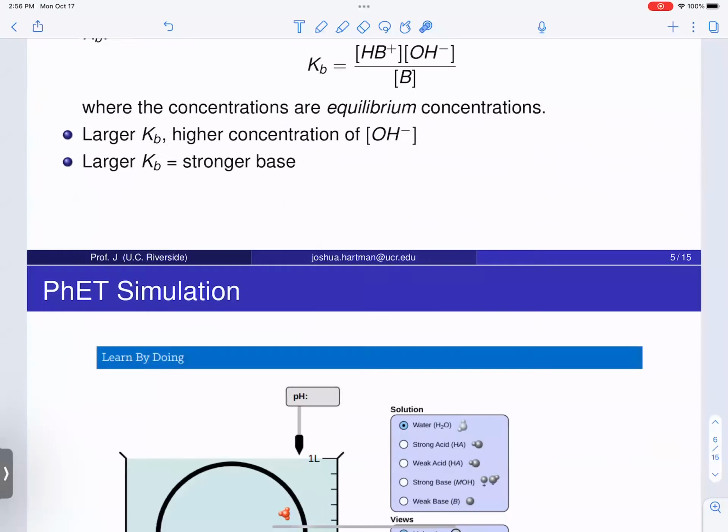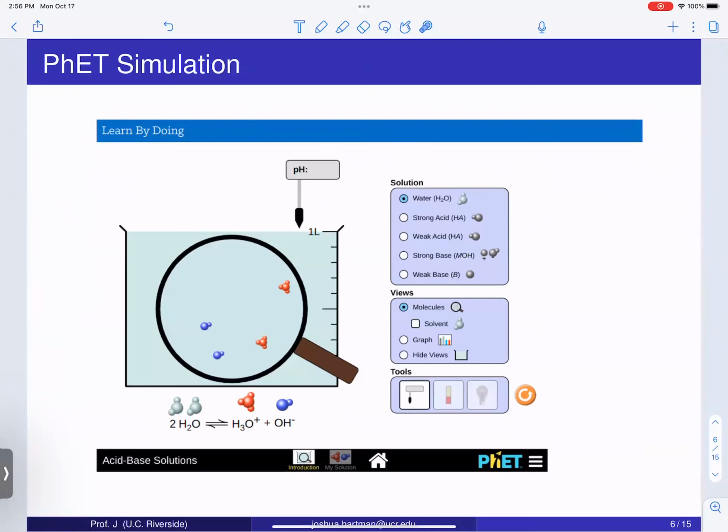Now, I encourage you to spend a little bit of time on the corresponding PhET simulation that's linked within the textbook system there to play around with these concepts. Before you move on, play around with these concepts and make sure that you're appreciating what's happening here in terms of the extent to which different acids and bases are dissociating, ionizing, depending upon their relative strength.